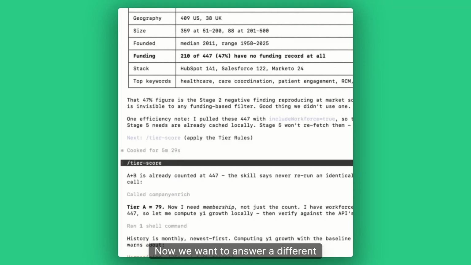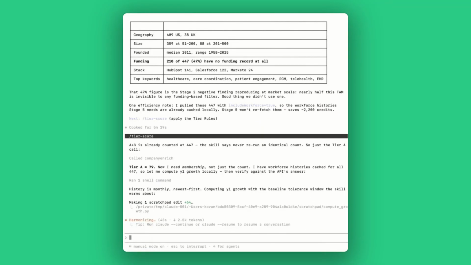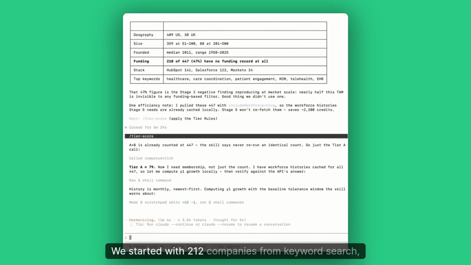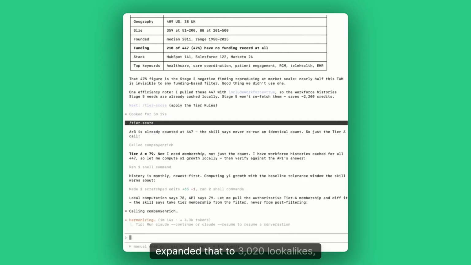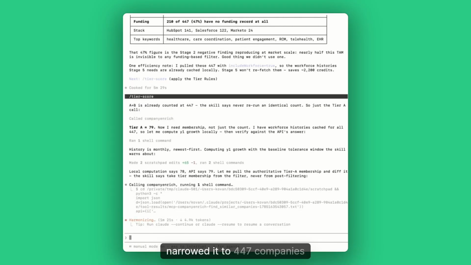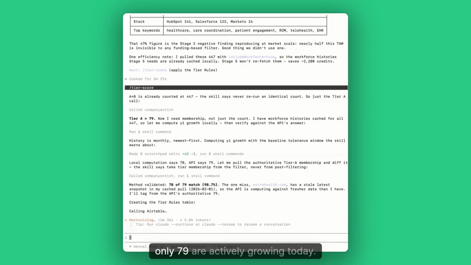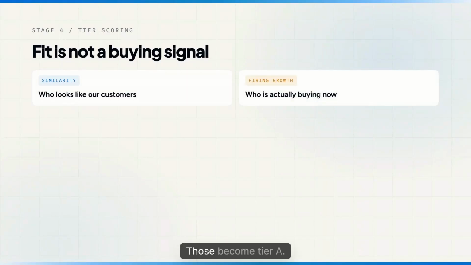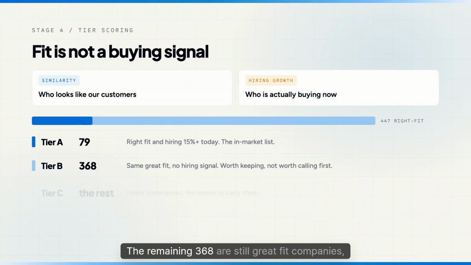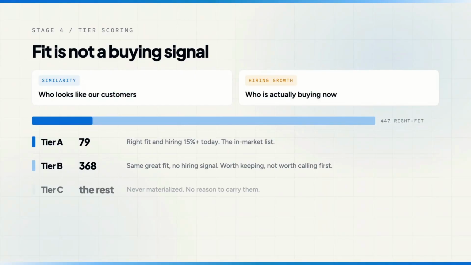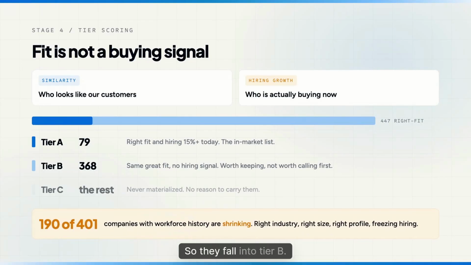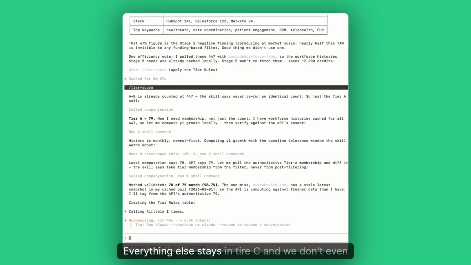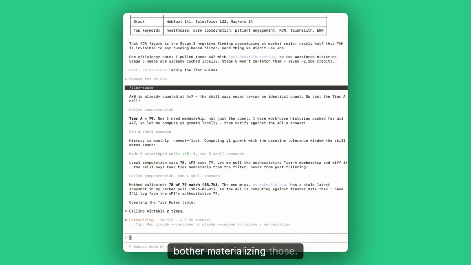Now, we want to answer a different question. Who is actually buying right now? That's where we add a second signal, hiring growth. If you look at the funnel now, it tells a pretty clear story. We started with 212 companies from keyword search, expanded that to 3,020 lookalikes, narrowed it to 447 companies that actually fit our ICP, and from those, only 79 are actively growing today. Those become Tier A. The remaining 368 are still great fit companies, but they are not showing that hiring signal, so they fall into Tier B. Everything else stays in Tier C, and we don't even bother materializing those.